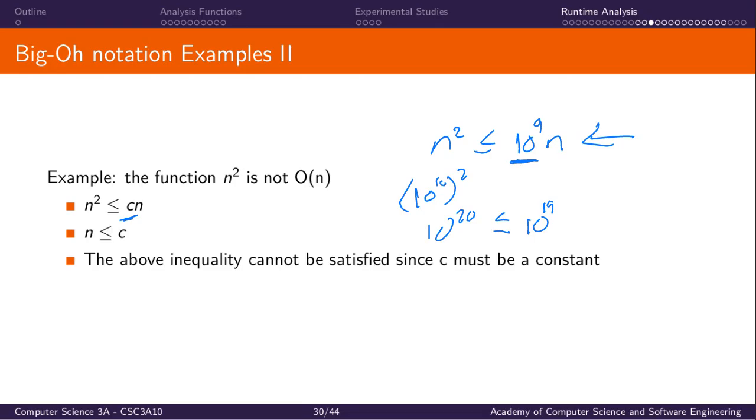A linear function will always at some point for some value of n be exceeded by a quadratic function. And it's because we can never find a C that's greater than this n, which grows. Right. So because it cannot be satisfied, n squared is not big O of n. It's not bounded from above by some linear function. It will always exceed that at some point.